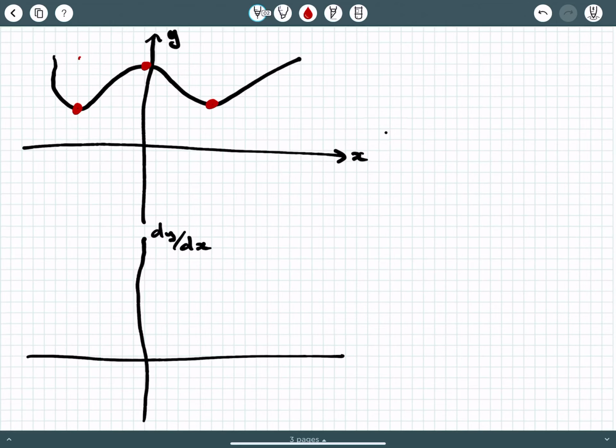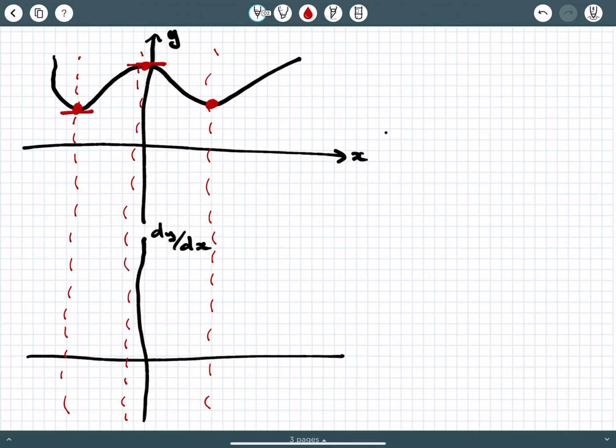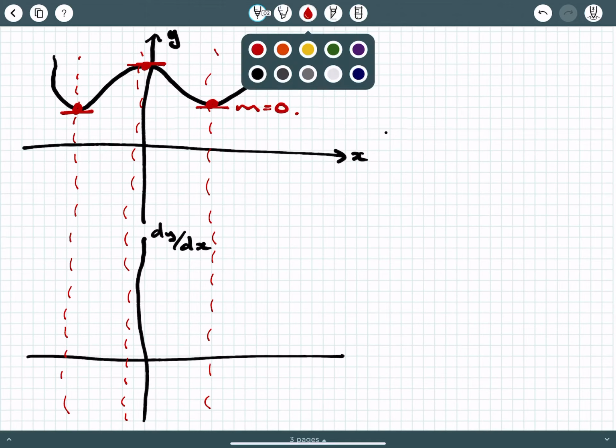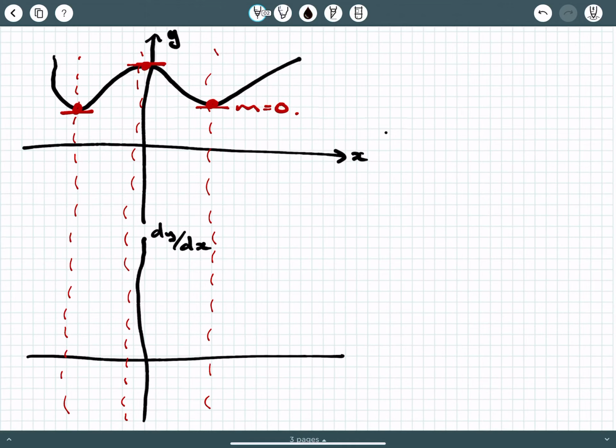So this has a stationary point, this has a stationary point, like so. And what this means is that our gradient at these stationary points is m equals 0, the gradient of our tangents, of course. And what that translates to, with our graph of our dy dx function, is that they're going to be x-intercepts because they equal 0.